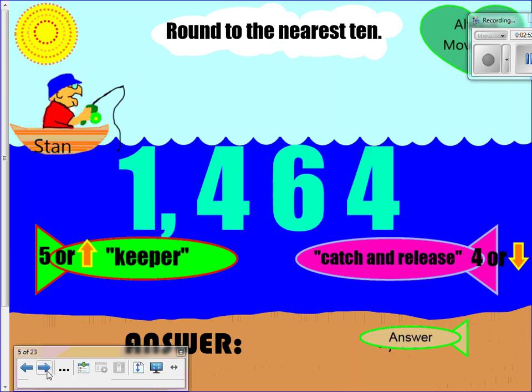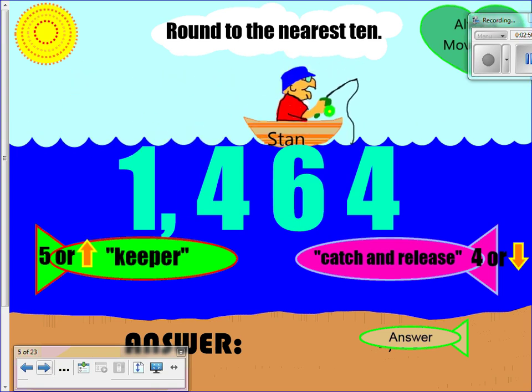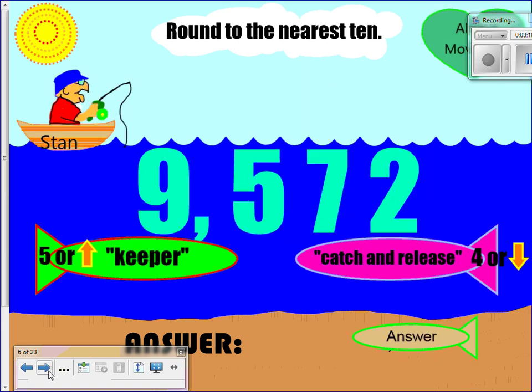Take a look at another one. I'm just going to keep cruising through here. Round to the nearest 10 again. Moving all the way over to the 10, that number is a 4. Do I want to put a number in there? No, I don't. It's too small. So this becomes a 0. The rest of the problem to the left has to stay the same. So it's 1,460.